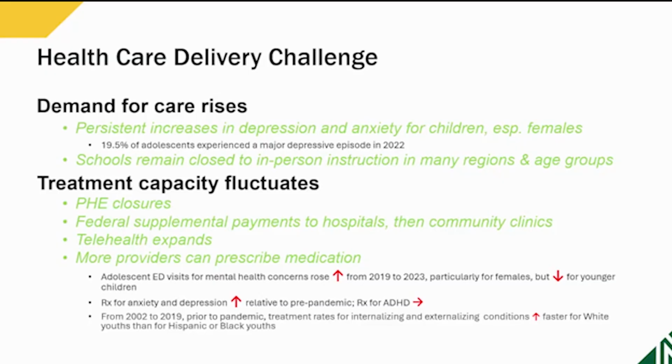So we have other literature that shows that adolescents' emergency visits for mental health concerns rose from 2019 to 2023. So this is looking out several years past the pandemic, particularly for females. They dropped, though, for younger children. For anxiety and depression, we have sustained increases in prescriptions relative to pre-pandemic, but prescriptions for ADHD, not so much, at least in a commercially insured population. And then even before the pandemic begins, we have these widening gaps in treatment rates, both for internalizing and externalizing conditions between white youth and Hispanic and Black youth. So this is kind of laying out some of what we know contextually.